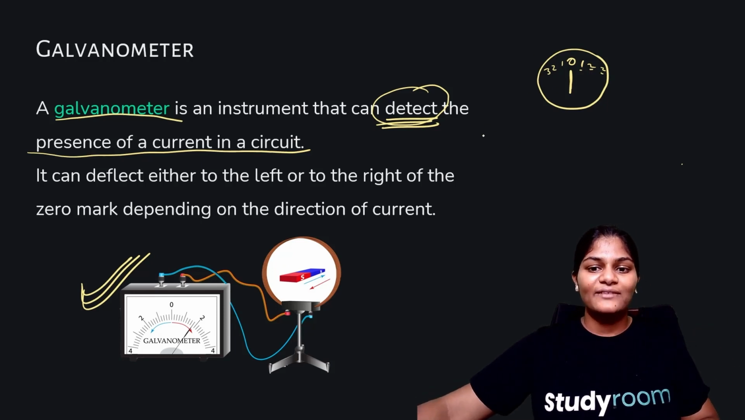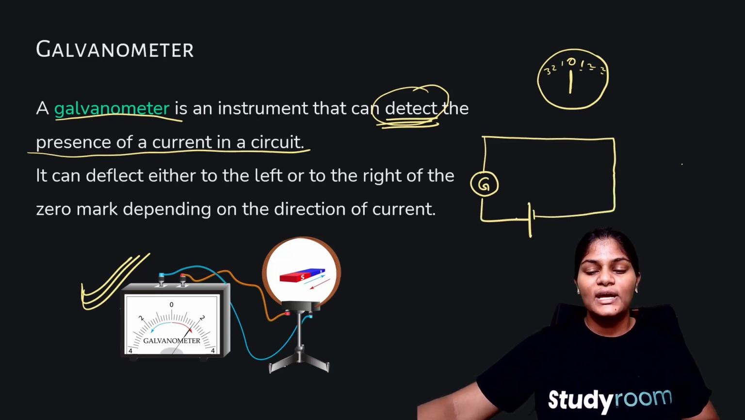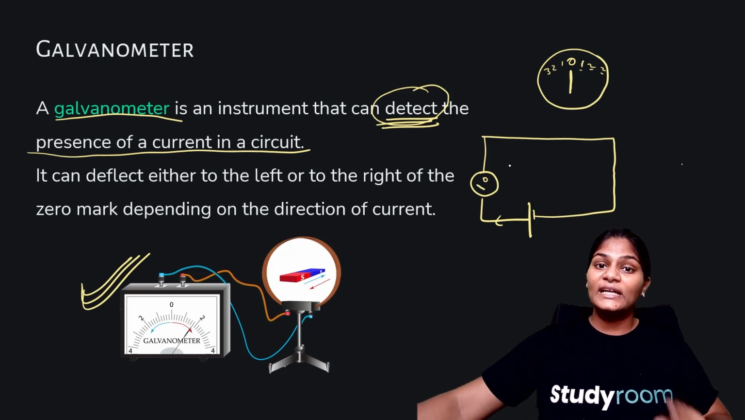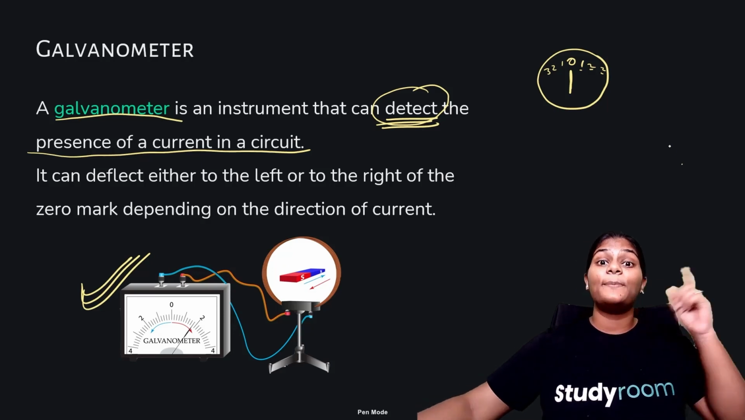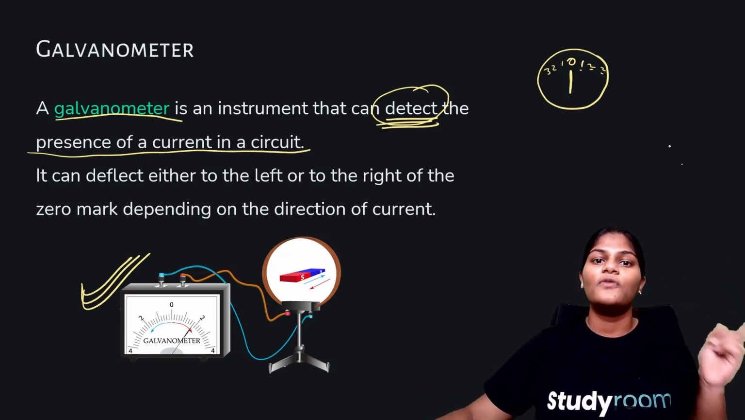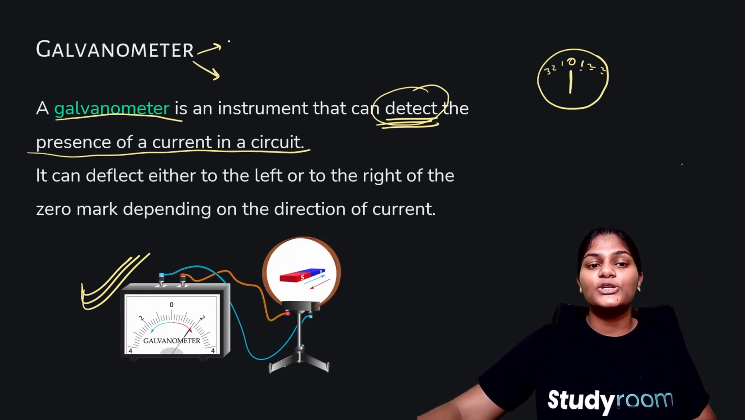So say the galvanometer is connected in a circuit which has some current in it. The galvanometer is represented by a capital G. If it is connected in a circuit with a battery, obviously current will flow through it. So what will happen is, this is the zero of the galvanometer, and the needle will deflect towards one side. Either it will deflect towards the left side or towards the right hand side, depending on the direction of current. So what are the two things the galvanometer shows you?